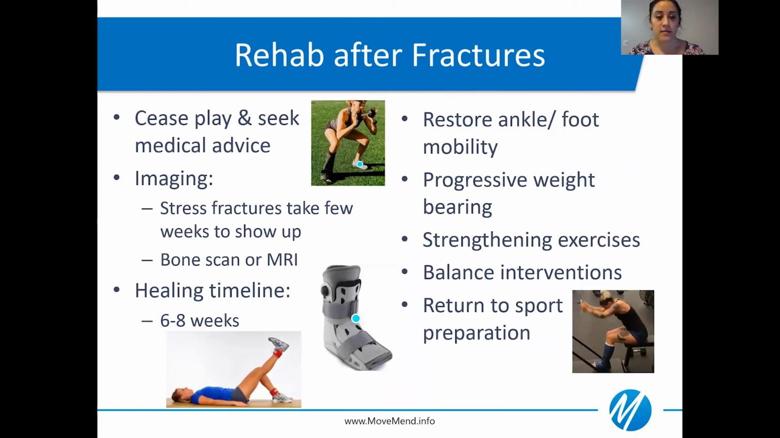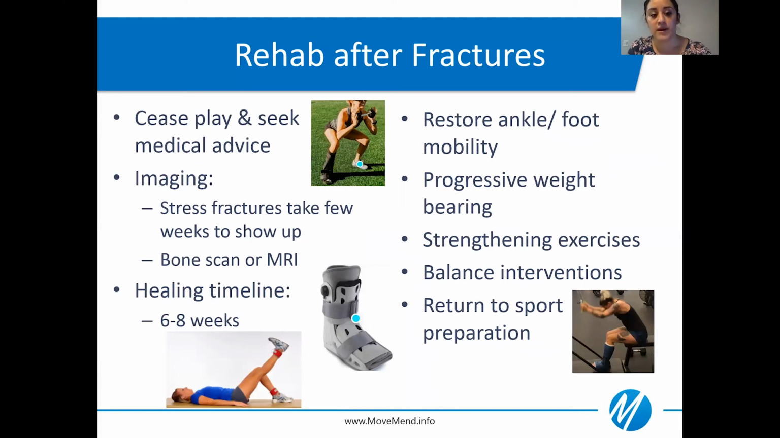So now we're going to talk about the rehab after fractures. After being diagnosed with a fracture, the question is, how long is this going to take to heal? Typically, it takes about 6 to 8 weeks to heal. And this time frame really depends on the age of the person that's experienced the fracture and how long they've been dealing with it. So it could potentially take 6 weeks, or it could take longer than 8 weeks.